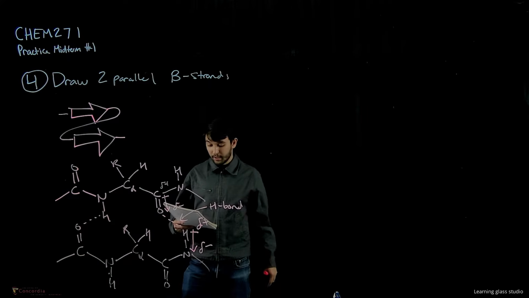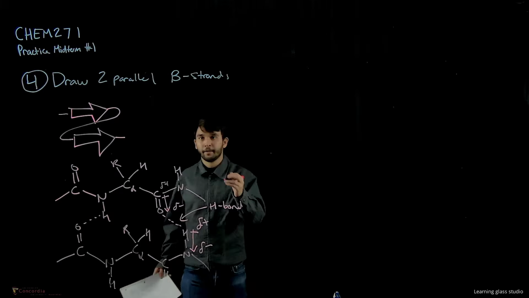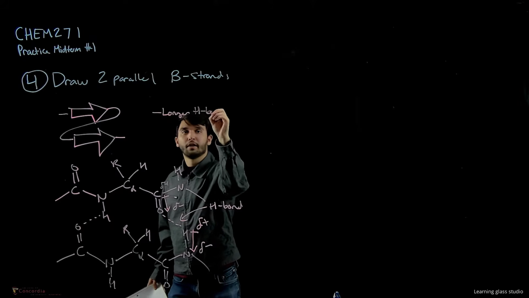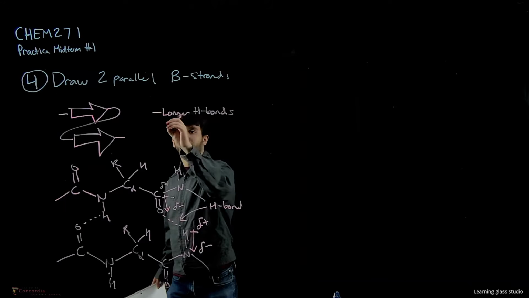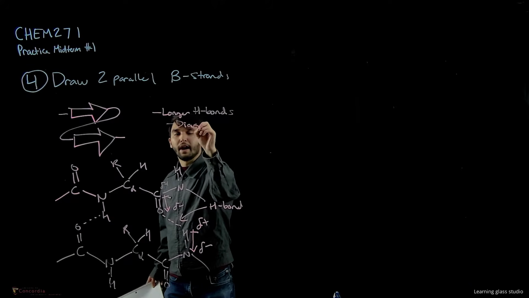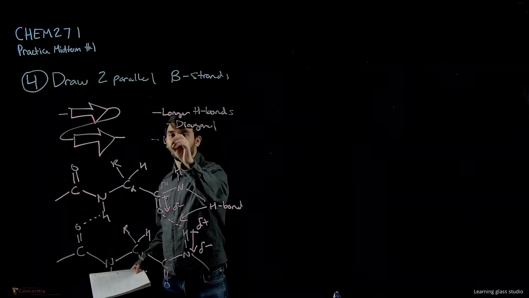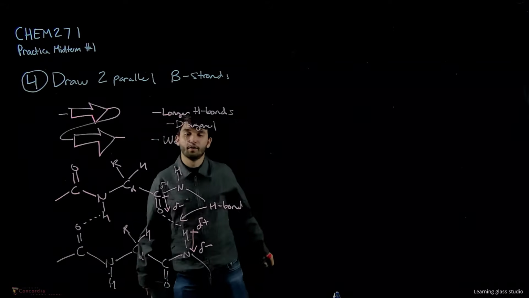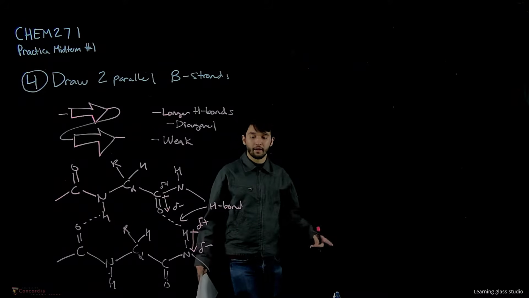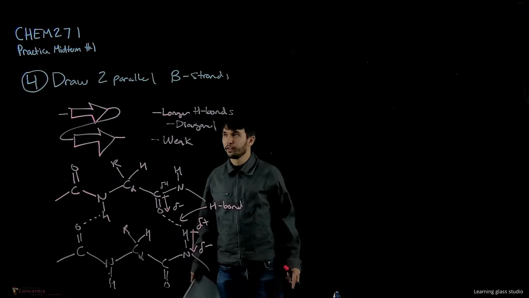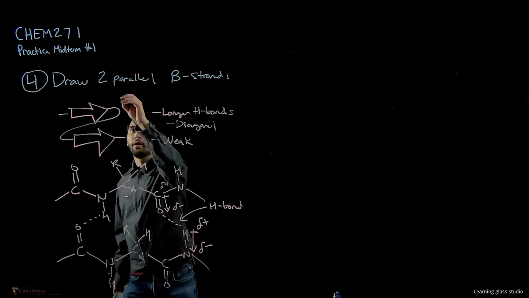These are diagonal, which means these are longer H bonds because they are diagonal, and this makes them a bit weaker. So these bonds are not as strong as in an anti-parallel set of beta strands. So these ones are parallel.